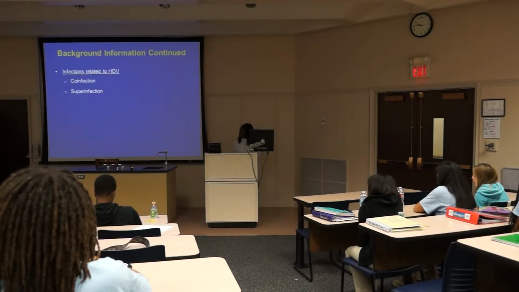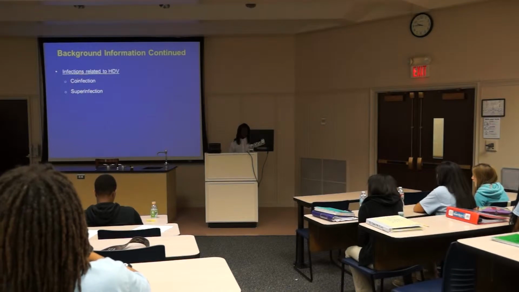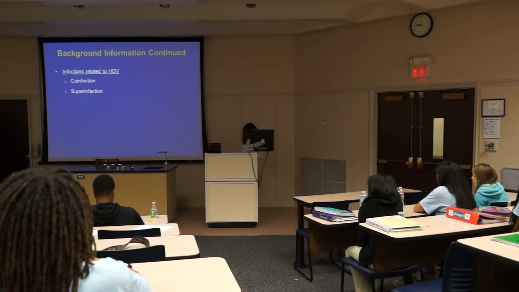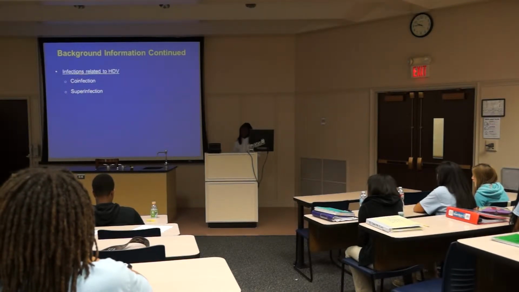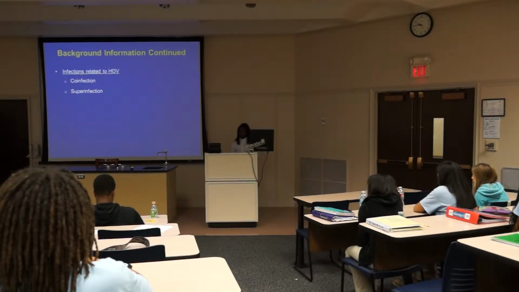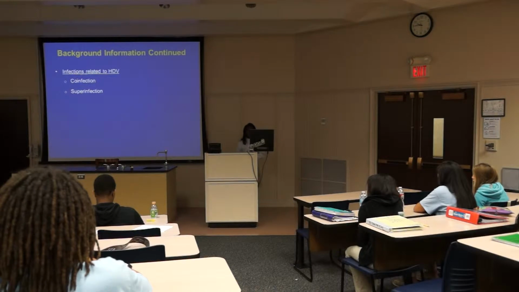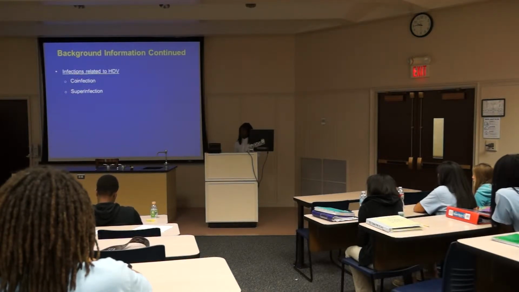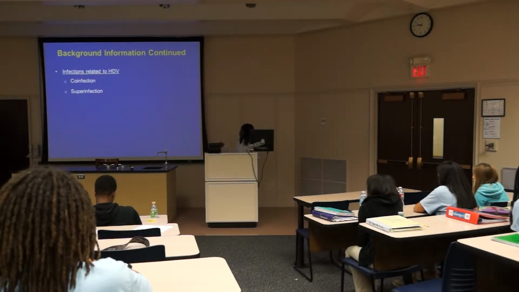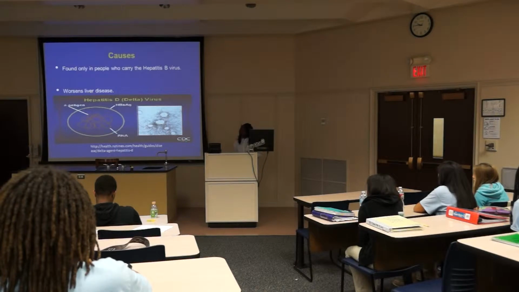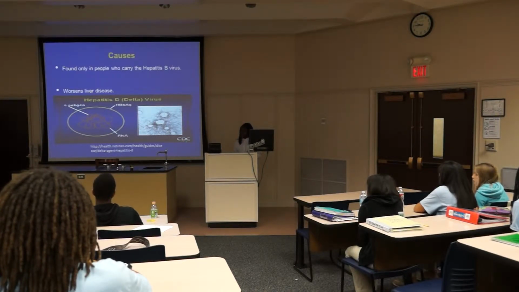Background information continued. The infections that are related to the hepatitis D virus are co-infection, when you are diagnosed or infected with hepatitis B and hepatitis D at the same time, and superinfection, when you are diagnosed with hepatitis B and infected with it, and later hepatitis D comes into place. Causes: it is only found in people that have been infected with the hepatitis B virus, and it is possible to worsen liver disease.